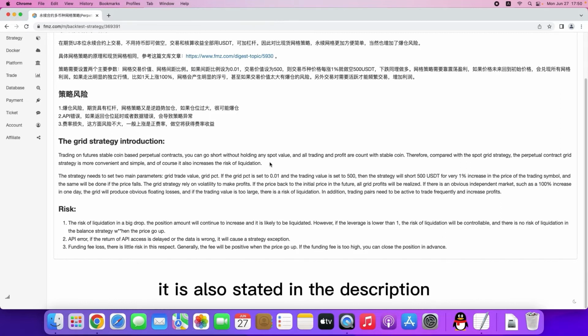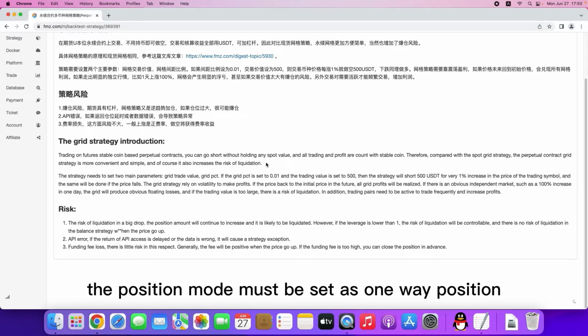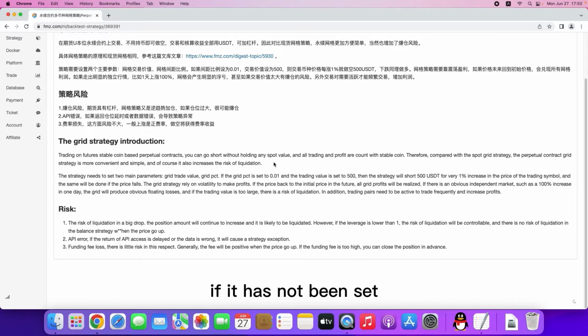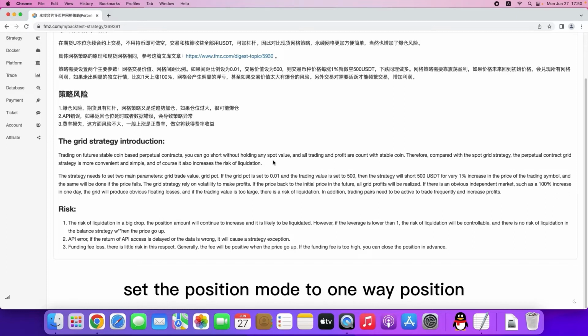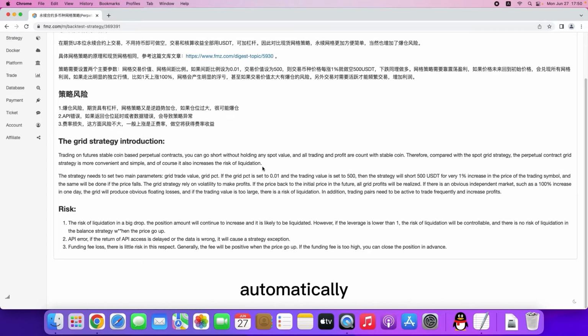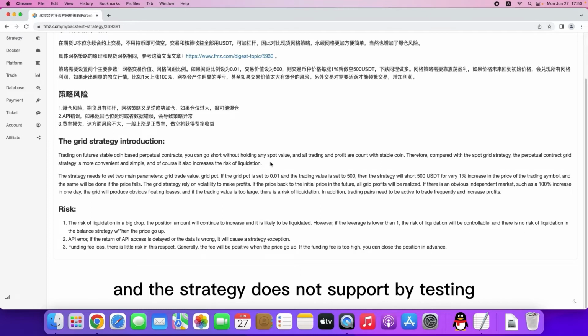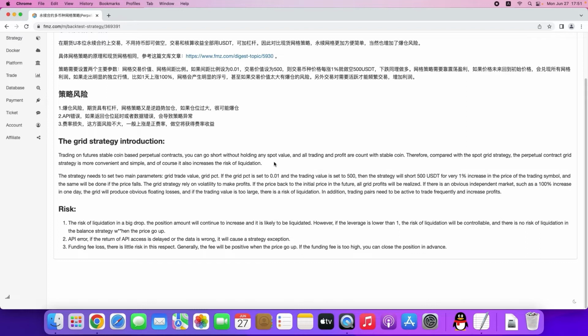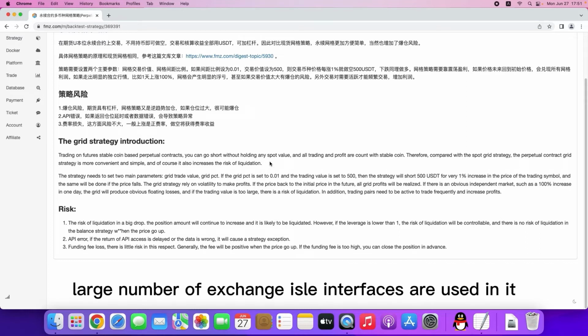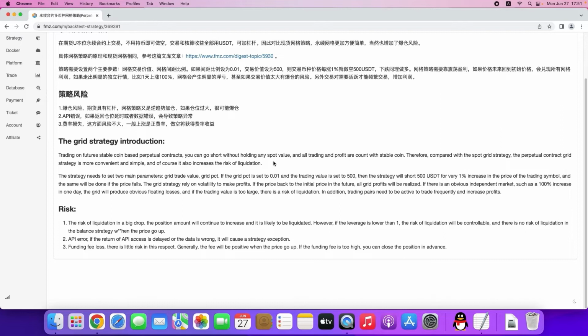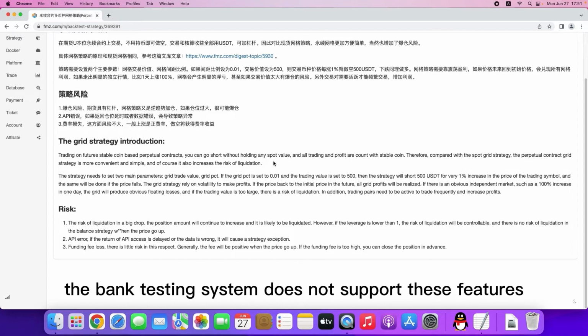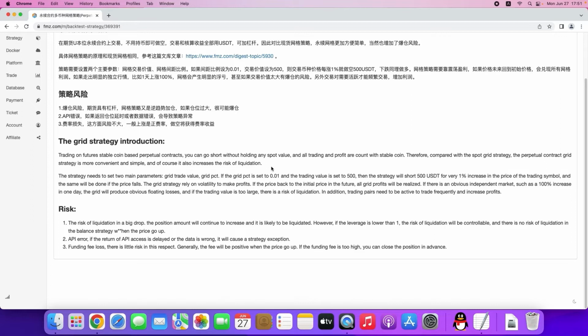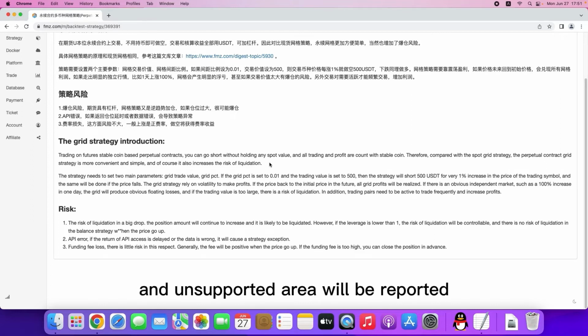It is also stated in the description of the position mode. The position mode must be set as one-way position. If it has not been set, then the strategy will set the position mode to one-way position automatically when it starts to run, and the strategy does not support backtesting. Only real-bot operations are supported, because a large number of exchange I/O interfaces are used in it. The backtesting system does not support these features, so during backtesting, an unsupported error will be reported.